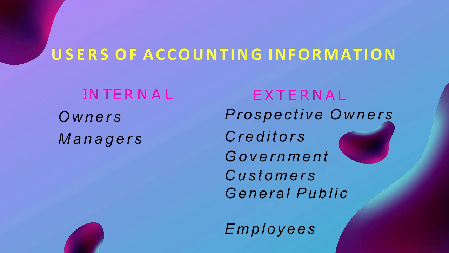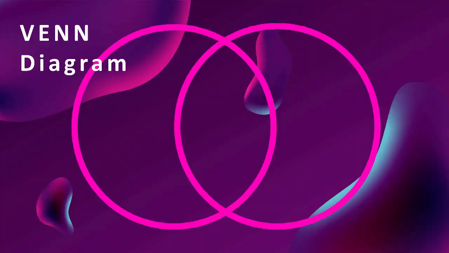We go now to our Venn diagram. Let's discuss the different branches of accounting. And this is our last part for this video. We have the three main branches of accounting. This is a Venn diagram that will describe the three main branches.